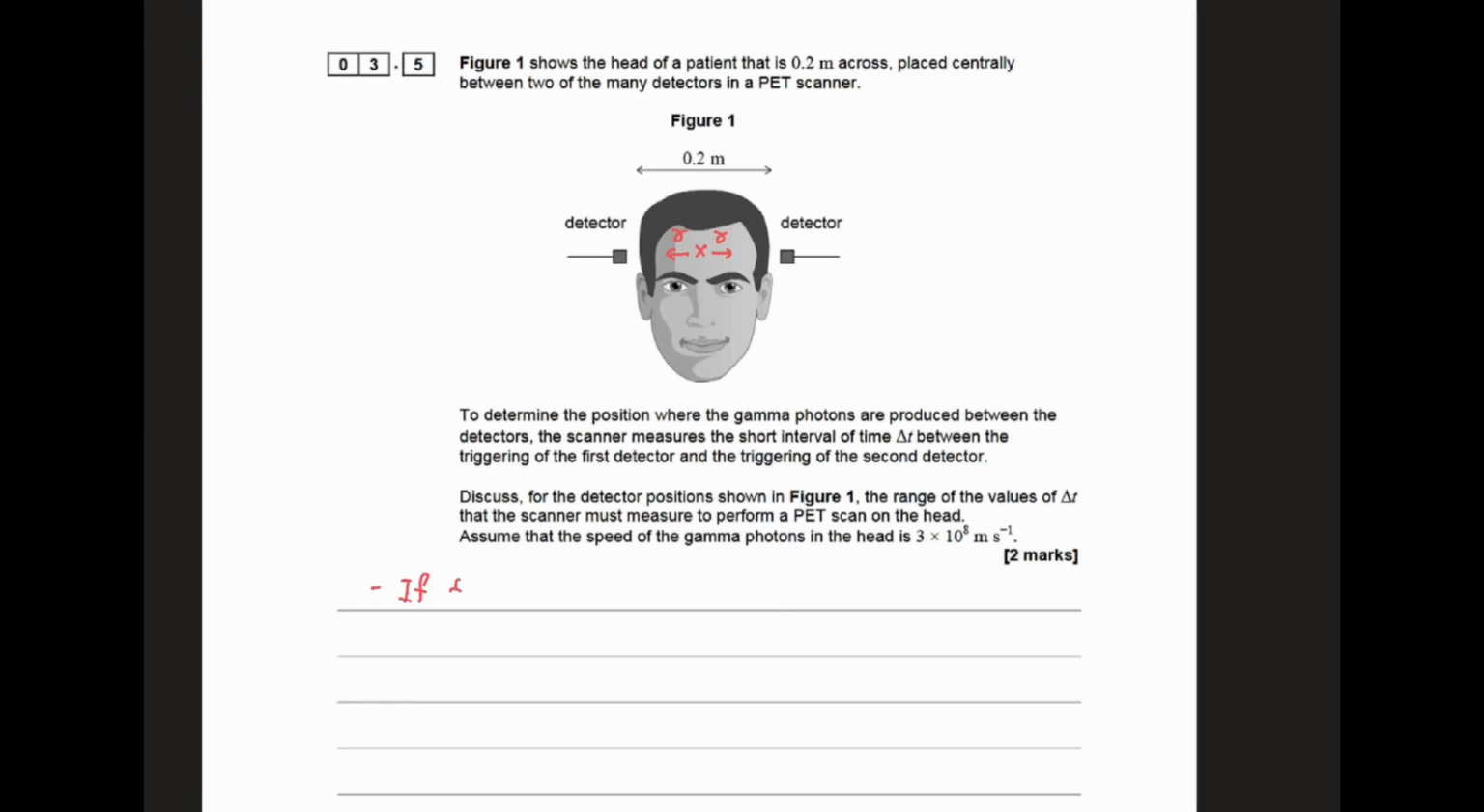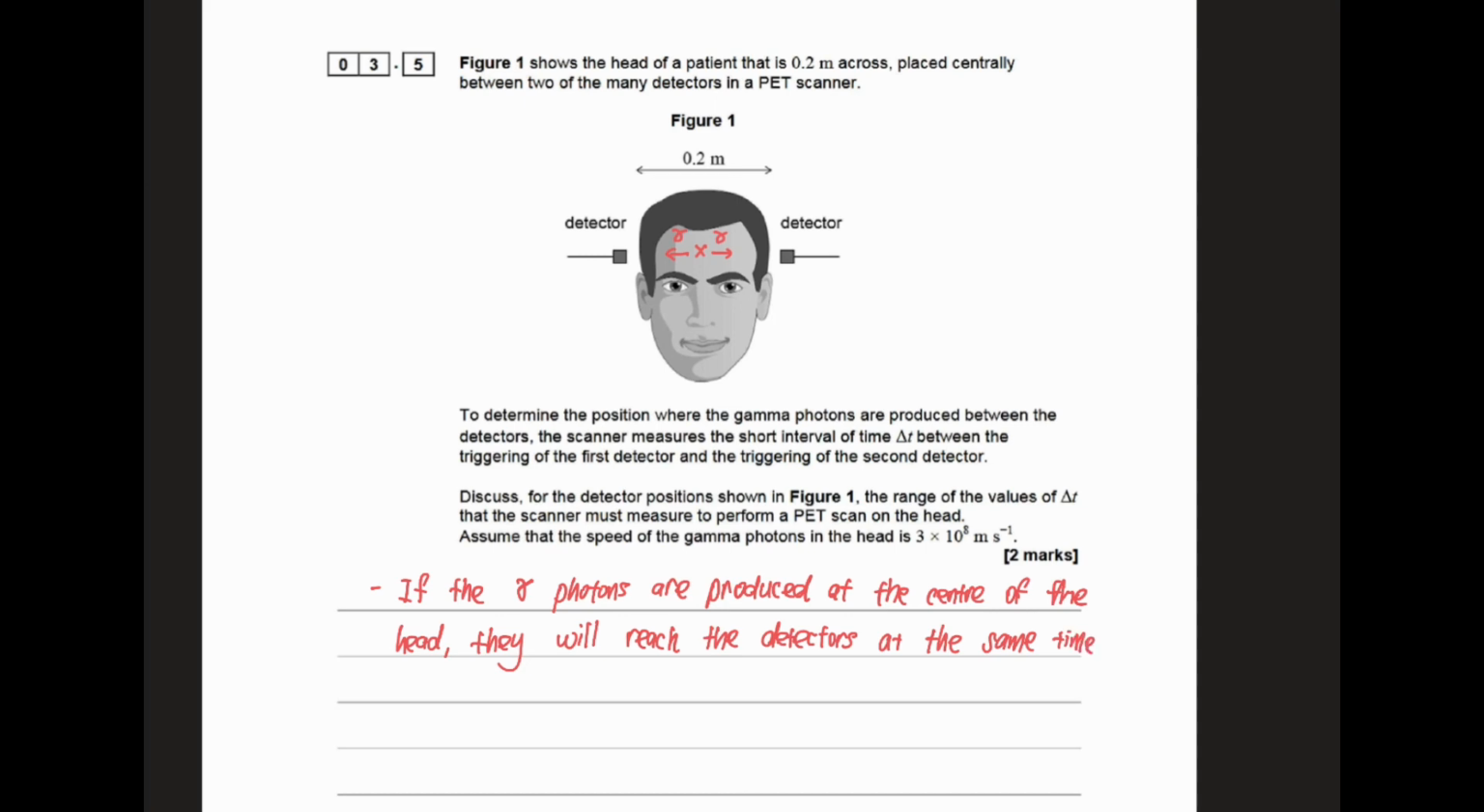Okay, so if the gamma photons are produced at the center of the head, they will reach the detectors at the same time, and hence delta t is equal to 0 second, and this is the minimum.